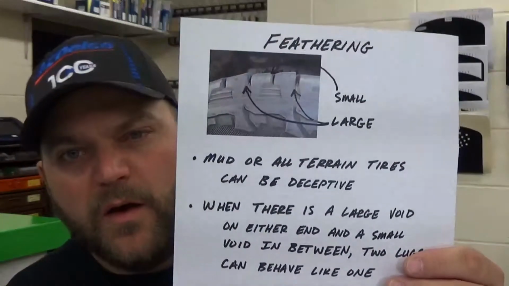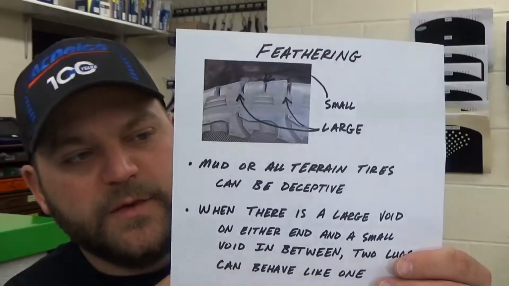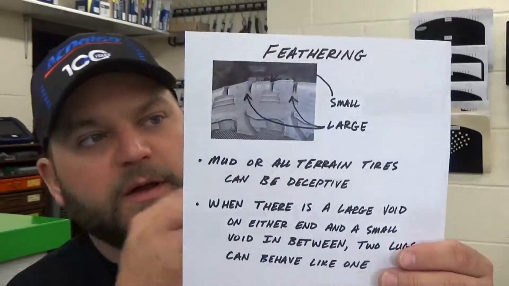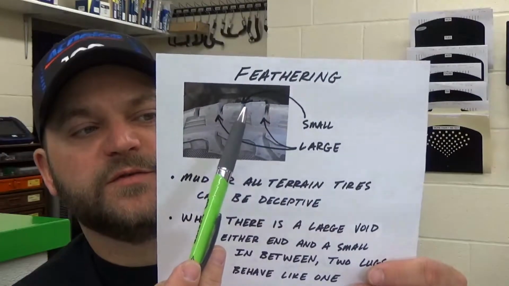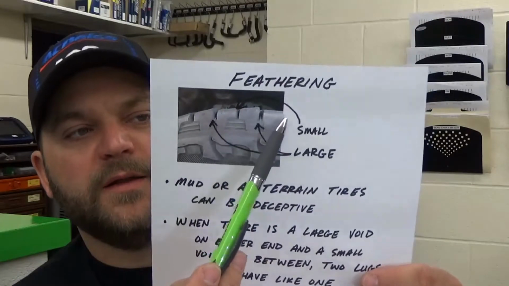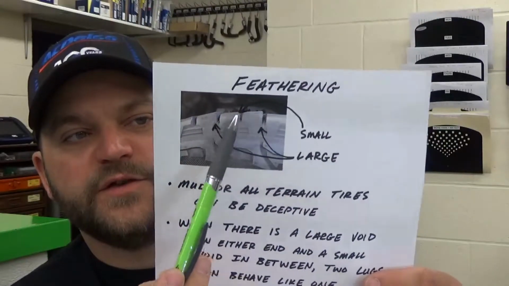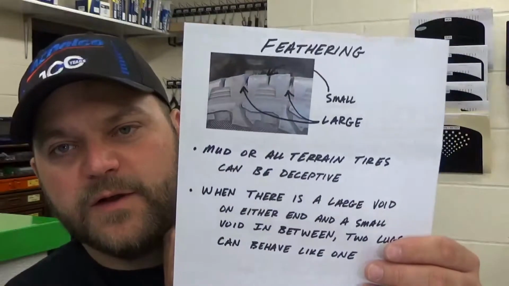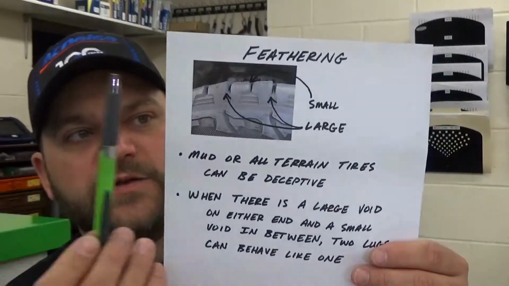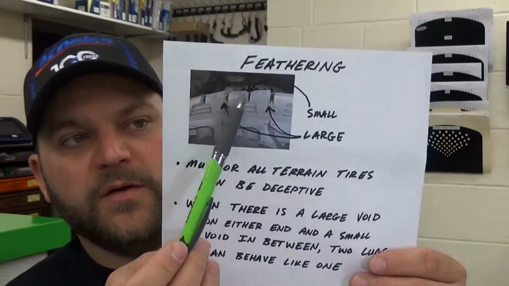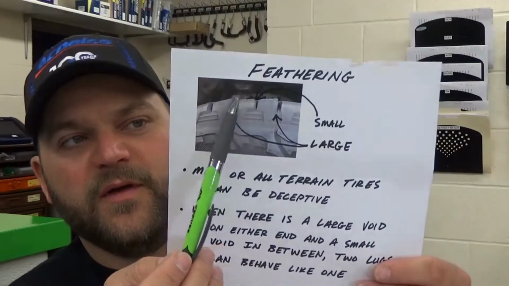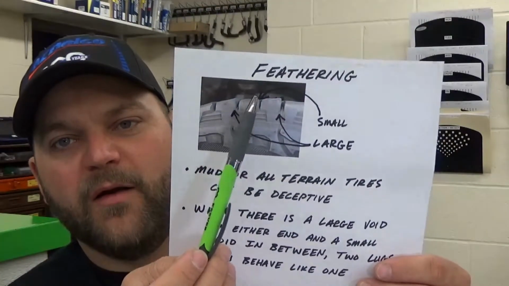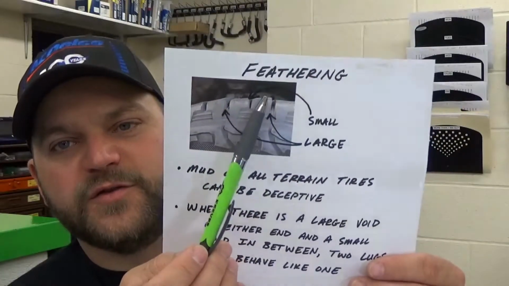Now, here's why. On a mud or all-terrain tire, feathering can be deceptive. Reason being, when you have a wide void followed by a small void, and then another wide, then another small, and so on, these two lugs can behave like a single lug. Okay? So if you look, it's definitely feathering. We've got a rounded and a sharp, rounded, sharp, rounded, sharp, but it has worn the leading lug in the two lug pair lower than the trailing lug.